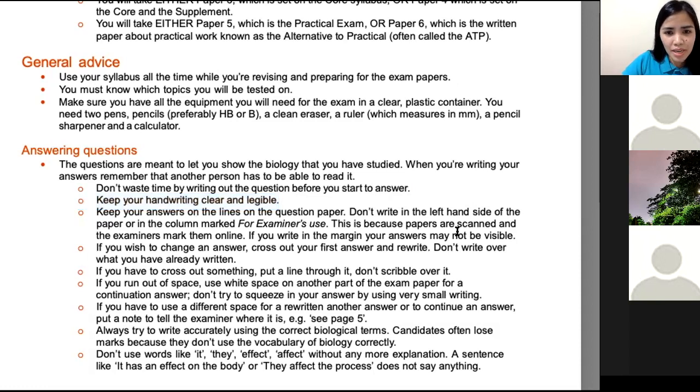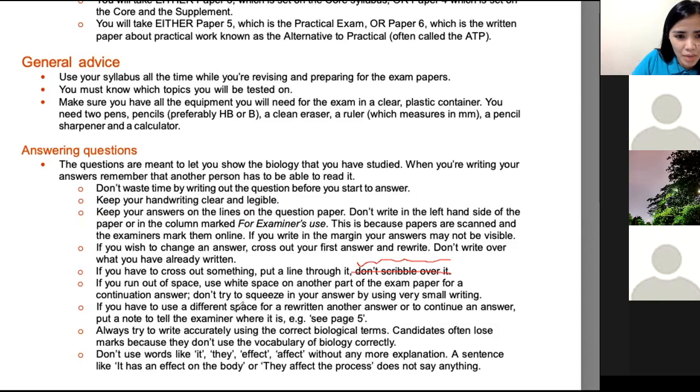We discussed this already, right? If you wish to change an answer, cross out the first answer and rewrite. Again, for those who were absent last time, if you want to change your answer, do not scribble. You have to cross out, put a line through it. So you just put a line over your mistake, and then write your answer on top. Only one line, guys, only one line.